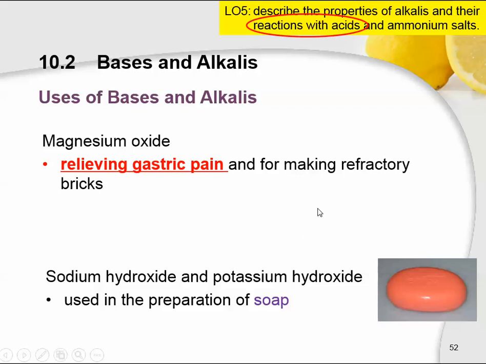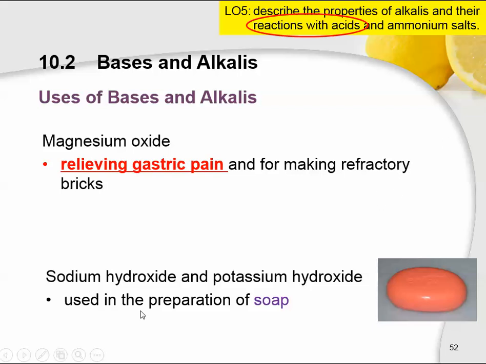So some uses of bases and alkalis you need to know. For example, magnesium oxide is used in gastric pills to relieve gastric pain and also for refractory bricks. Now, as a gastric pill, magnesium oxide is reacting as a base because it neutralizes acid in the stomach. However, when used as refractory bricks or refractory material, it is not reacting as a base. It's another property we'll go through in the next slide.